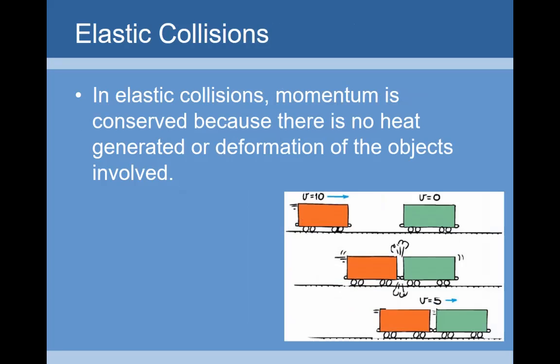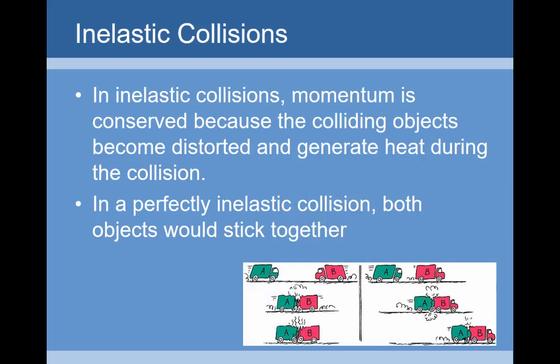So, as we mentioned before, elastic collisions, momentum is conserved, no heat generated or deformation of the objects. Okay? So, in the example you see below, velocity is 10 coming in, the other one is at 0, so we have 10 velocity. And then they collide and stick together. Now we've got twice as much mass, and so we've got half as much velocity. In an inelastic collision, momentum is conserved because the colliding objects become distorted and generate heat during the collision.